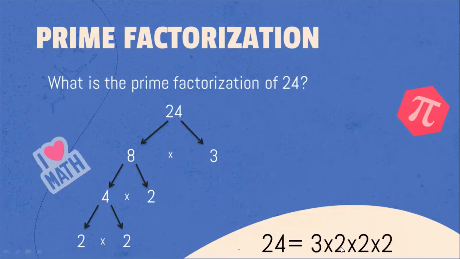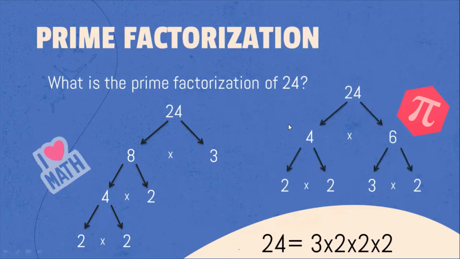3 times 2 is 6, times 2 is 12, times 2, that is 24. Let's try to see another way. We can also have this way because there are other factors aside from 8 and 3. We can also have 4 times 6, that is 24.